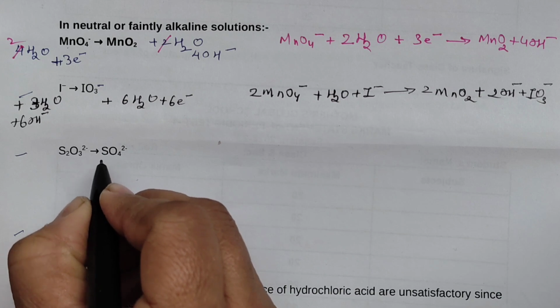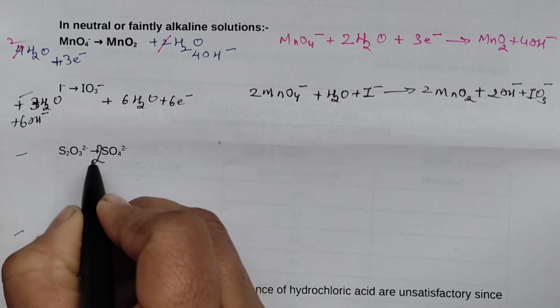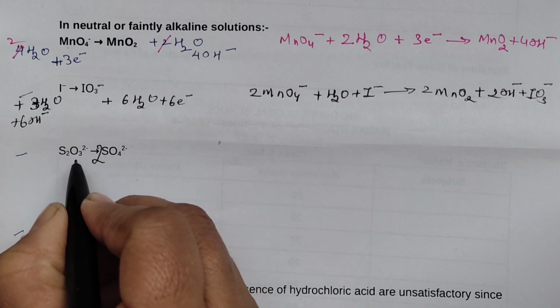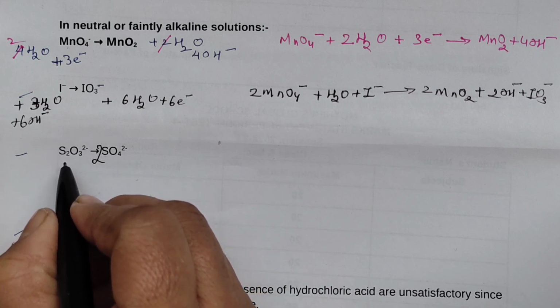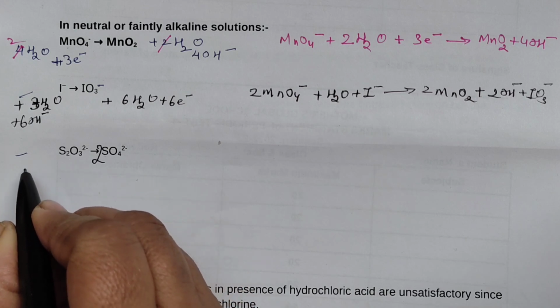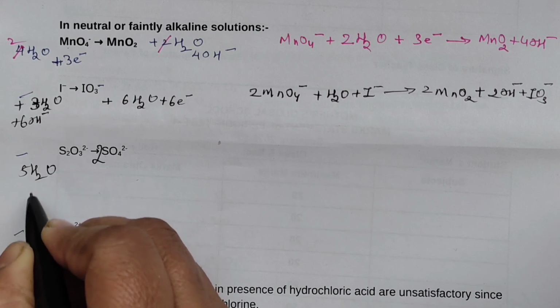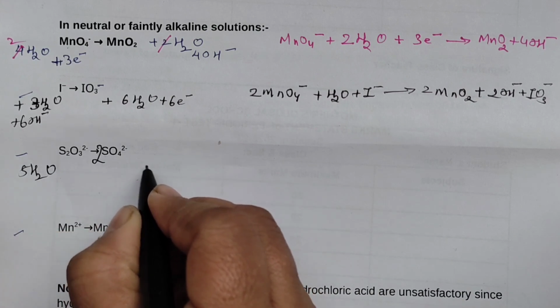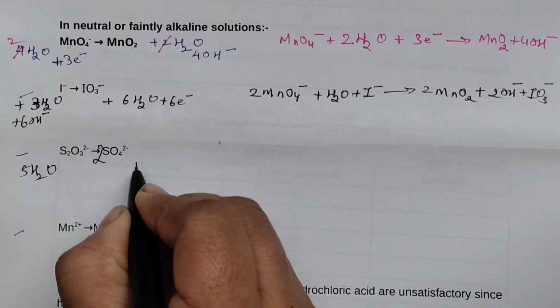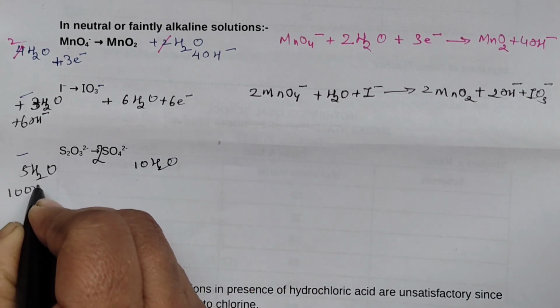Other than oxygen and hydrogen, so I'll put 2 here for sulfur. Now I have 8 oxygen this side and I have only 3 here. So you will have 5 less on the left side. 5 less oxygens you have, that means 5 water molecules. Then hydrogens are less on the right hand side, so 10 are less, so 10 water and you will have 10 OH minus on the left hand side.